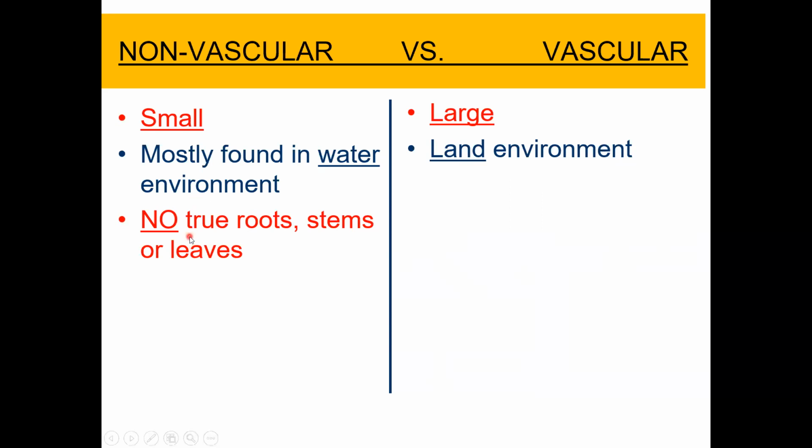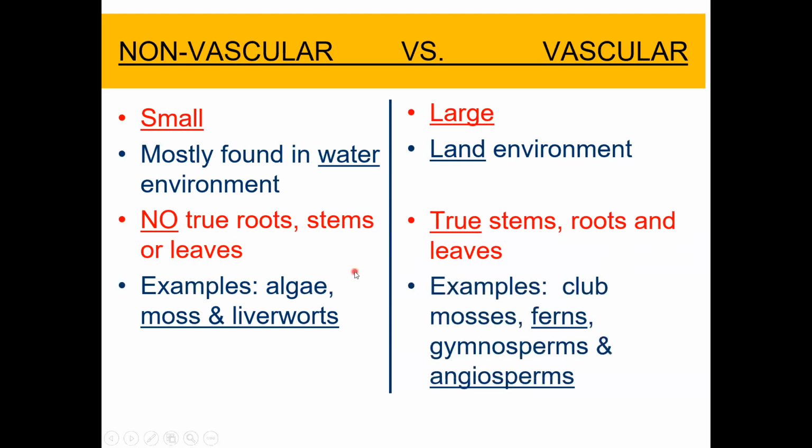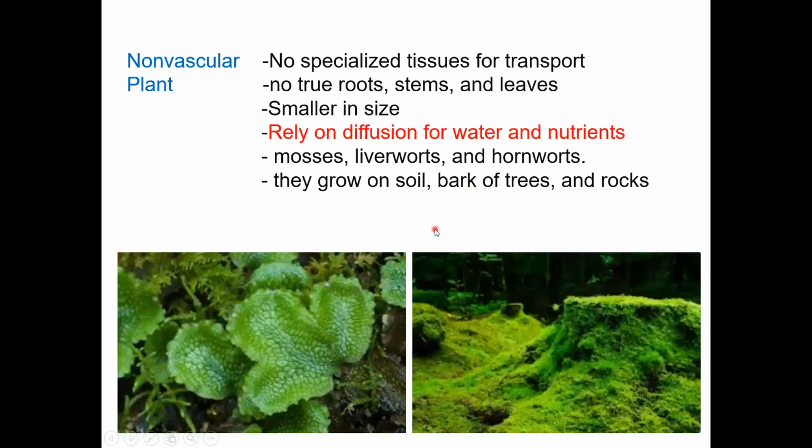Non-vascular, they don't have the true root, stem and leaves, while the vascular are having true stems, roots and leaves. Examples are given: algae, mosses, liverworts, while in case of vascular, angiosperm, gymnosperms, ferns, and club mosses are over there. Now coming toward the non-vascular, whenever they are small, ultimately they will be relying on the diffusion of water and the nutrients for their survival. They don't have a proper vascular bundle.